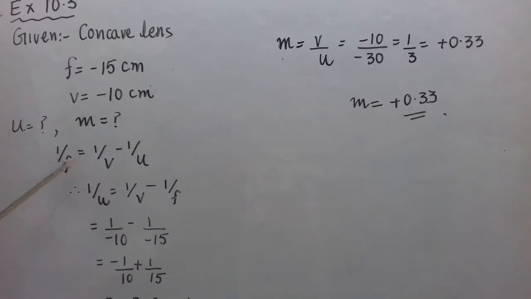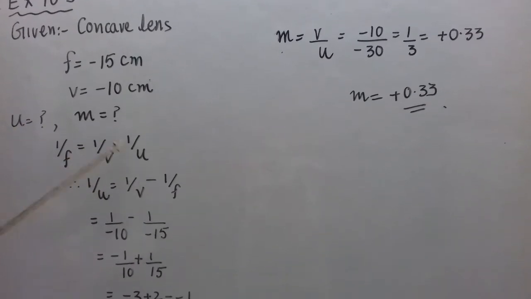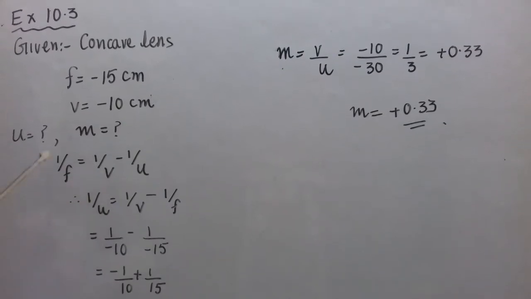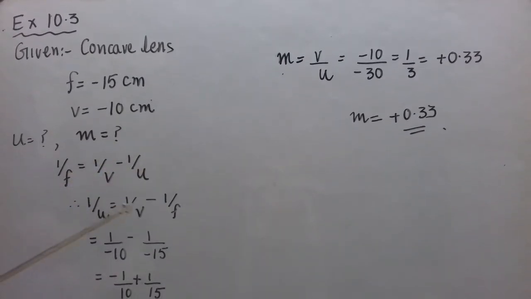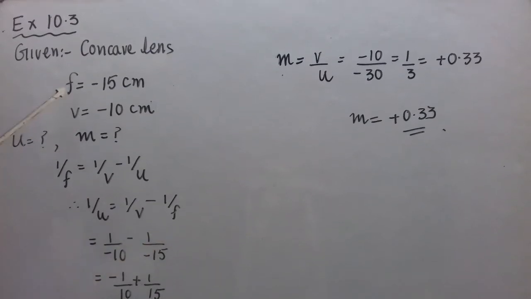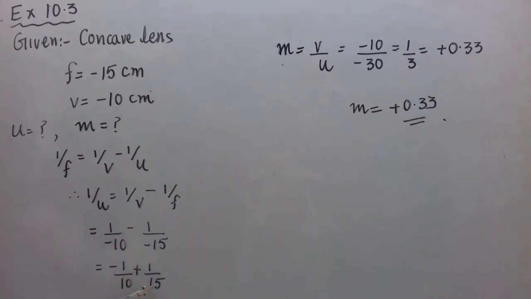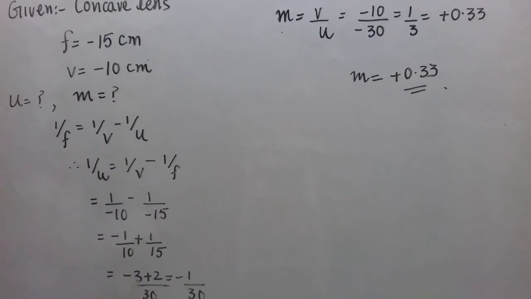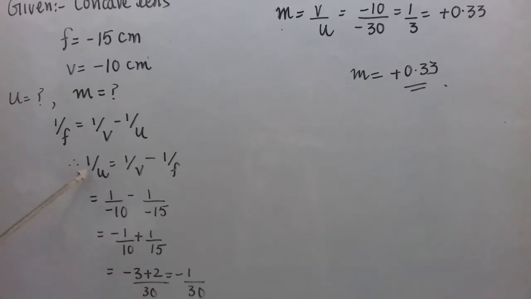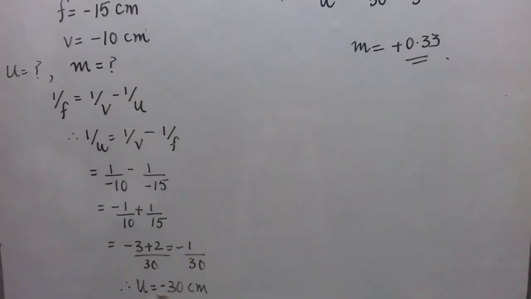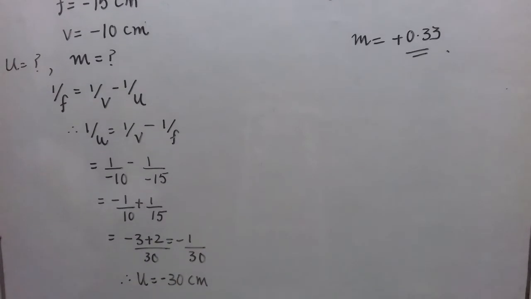Okay, so 1 upon f is 1 upon v minus 1 upon u. And you have to find u, so take this on the other side. 1 upon u is equal to 1 upon v. Take 1 upon f on the other side, it becomes minus 1 upon f. Now put the value of f and v as given here. And this will become minus 1 upon 10. This minus minus is plus 1 upon 15. Take the LCM 30. You get the answer of 1 upon u as minus 1 upon 30. So u will be the reciprocal of this. So u will be minus 30 centimeter.